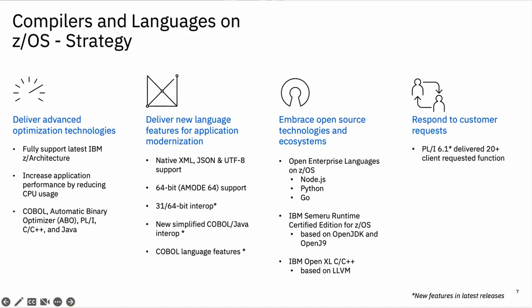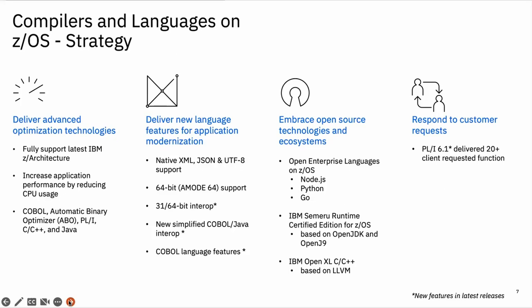For example, we added native XML and Java support and UTF-8 support in COBOL and PL1, right? We actually added 64-bit support to those languages, and we also make them interoperate with 31-bit applications as well. So you don't have to convert all your applications to 64-bit, which would take a lot of effort, to be able to go over the 2 gigabyte addressing space that you need for your application. And we also put in COBOL and Java interoperability. We make it simpler so that you can use it a lot easier.